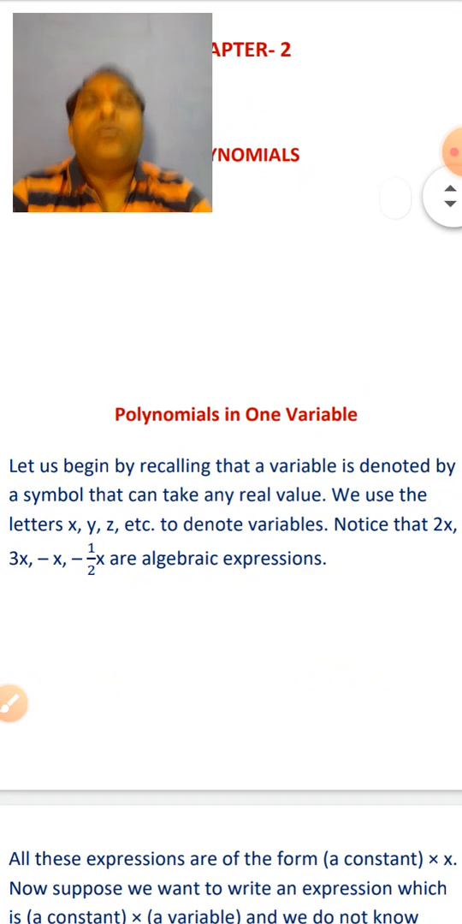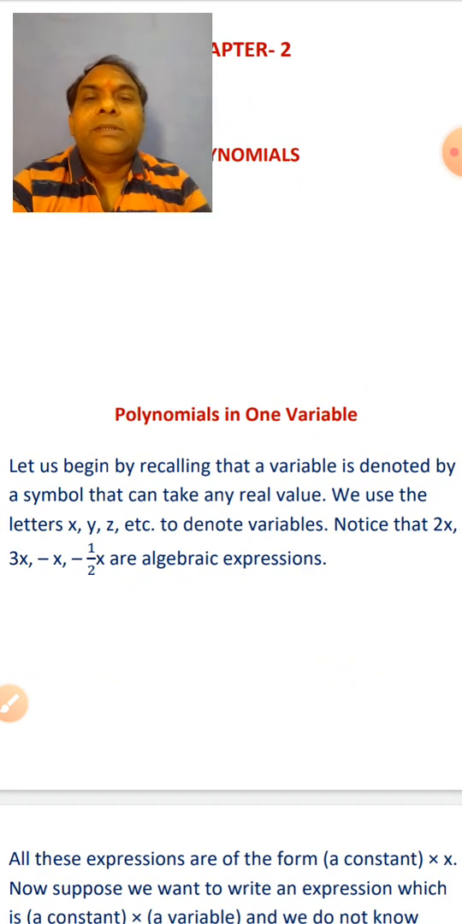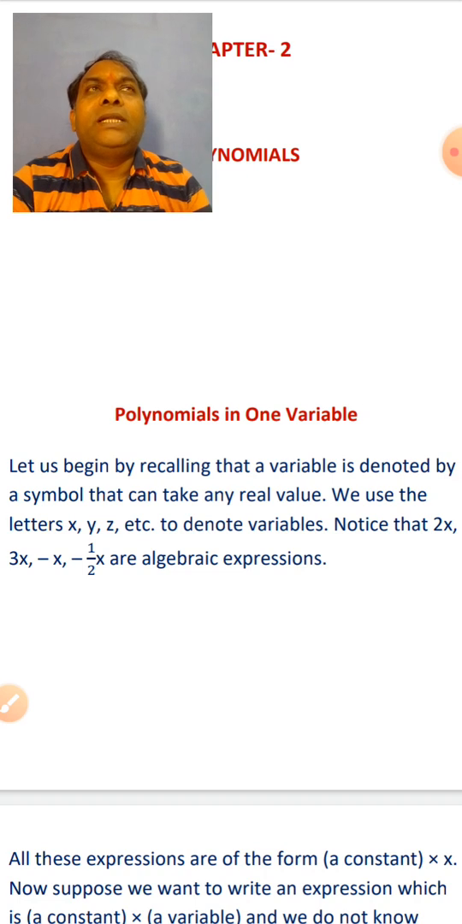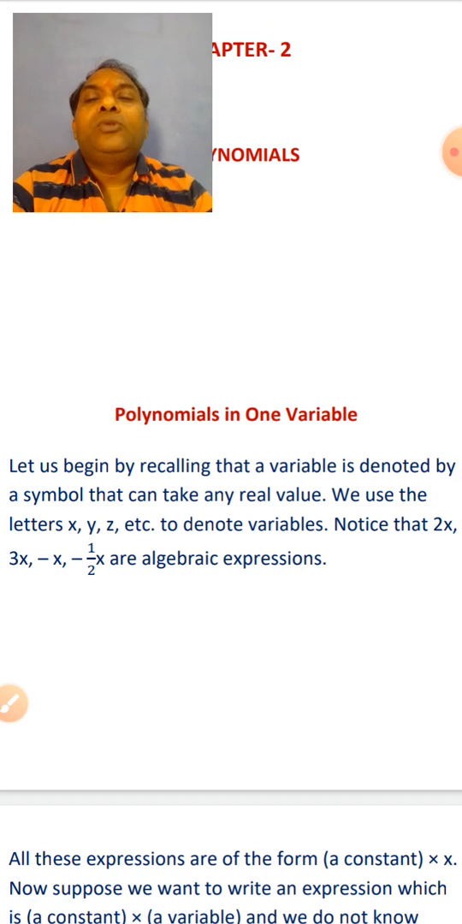So, what do you mean by variable? In case of variable, we use the letters x, y, z, etc. to denote the variables, and constants are 1, 2, 3, 4, up to infinity, 3 by 2, 2 by 3, 5 by 2, 9 by 7. These are constants. Clear?